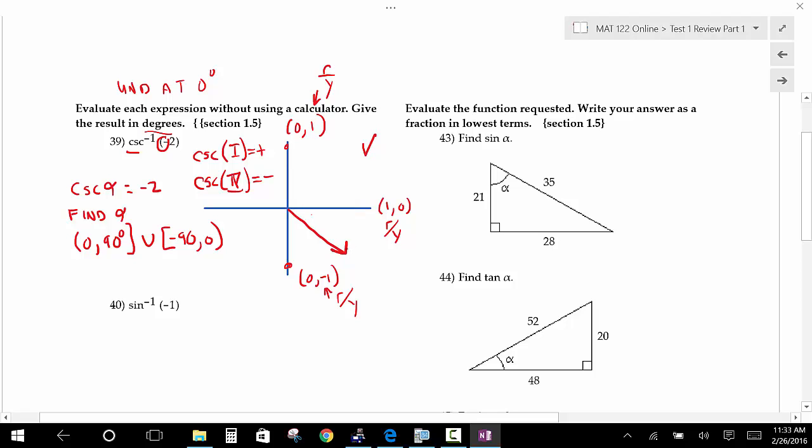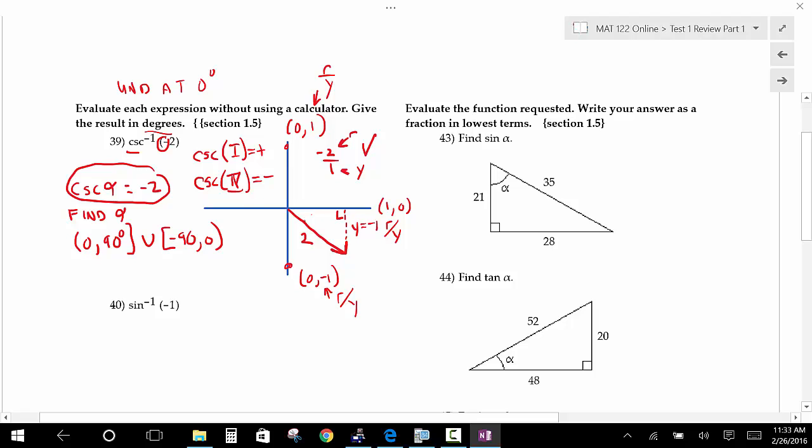So what we would have then if we draw a reference triangle is we'd have this. Okay, so basically, if you look at this statement right here, look at the negative 2 over 1. The definition of the inverse cosecant is r over y. So that means the r value has to be 2. Now, r can't be negative 2 because r is always positive. It's y that's negative 1.